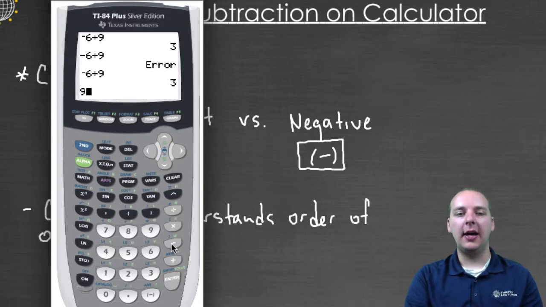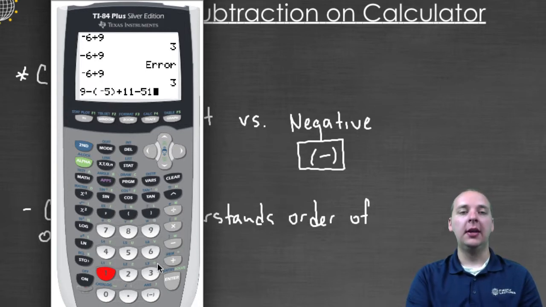Let's say you have 9 minus parentheses -5 close parentheses plus 11 minus 51 or something like that. Very long problem, lots of addition, lots of subtraction. We have negatives, we have minus negatives, we have everything. Let's see what this would do. This would turn the minus the negative into a plus. 9 plus 5 is 14. 14 plus 11 would make 25. And then 25 minus 51 would make -26.